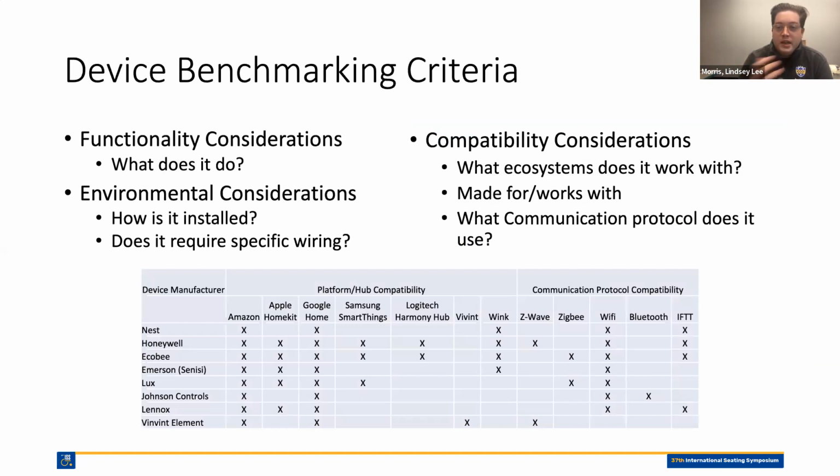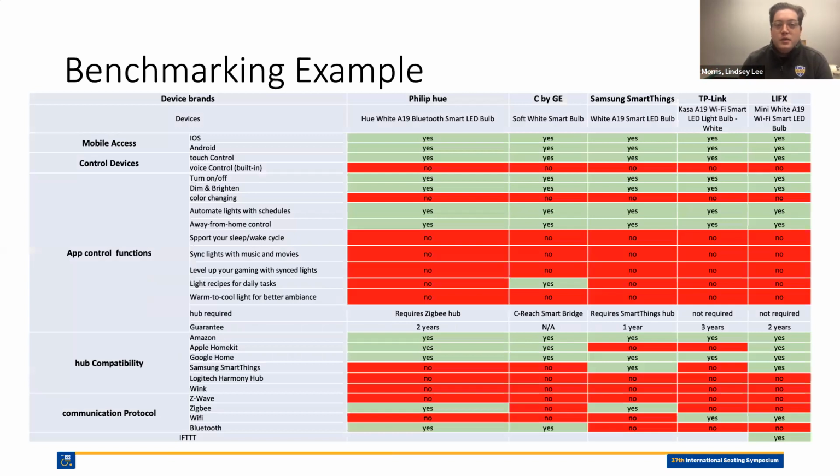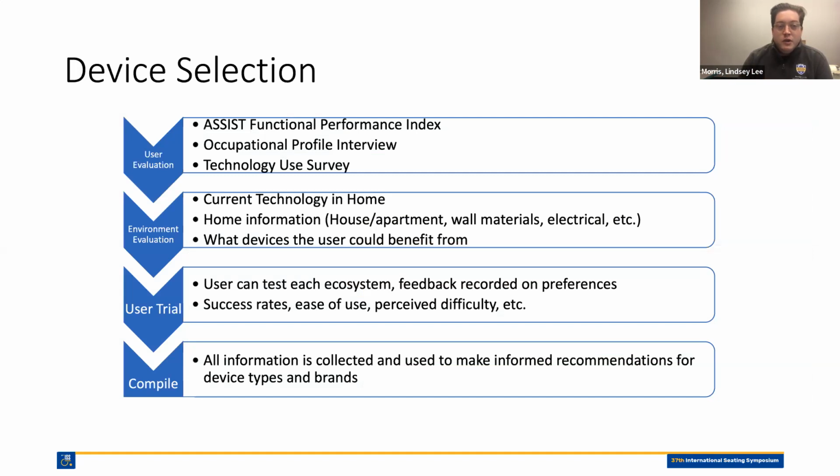For benchmarking, we basically created charts that show all the different features. This is a smaller one, and then this is a more robust chart comparing a couple devices at a time. And then finally, just to quickly go over our device selection process, we go over all our user guides and then compile a list, and that's it.